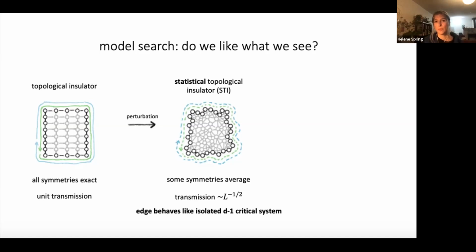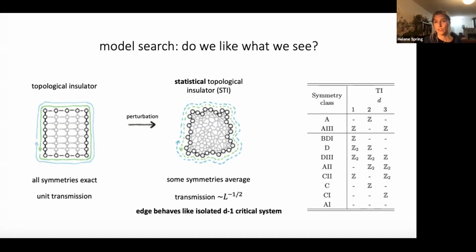Because of this, we expect, or at least hope, that our search returns candidates only belonging to symmetry classes where 1-dimensional topological phases are supported. So the first column, where there's an entry, and that's indeed what we see. This is a good indication that the models we found could describe statistical topological insulators. It's certainly a good sign.